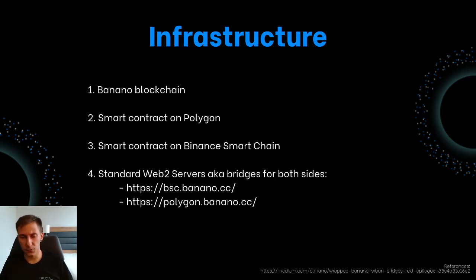How does it work? So now we have the Banano blockchain with the BAN coins. We have the smart contract on Polygon, which implements the wrapped tokens on Polygon. And we have another smart contract on Binance Smart Chain that implements the smart contract on Binance chain.